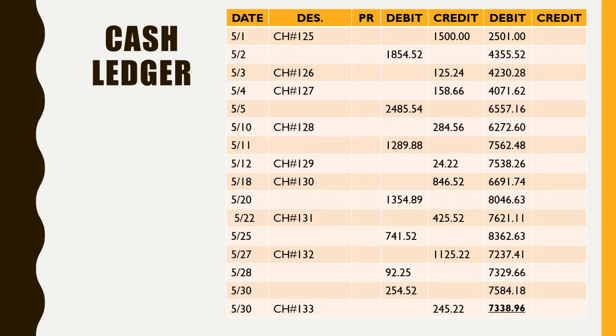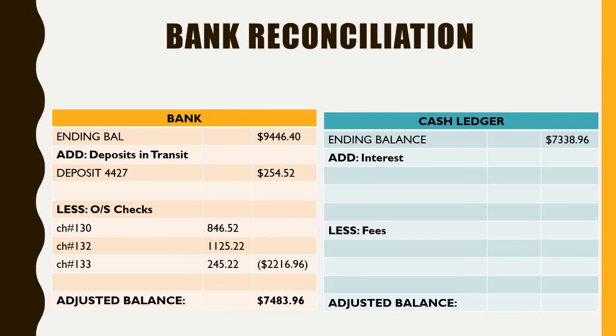So in this case, on May 30th, I have a current balance of $7,338.96 in my bank. That's what I'm keeping track of, right? This is what I think my bank should have, right? After writing all my deposits in, after writing all my checks out, this is what I think I have in the bank at the end of May. So I'm going to go ahead and pop that number right there in my ending balance.